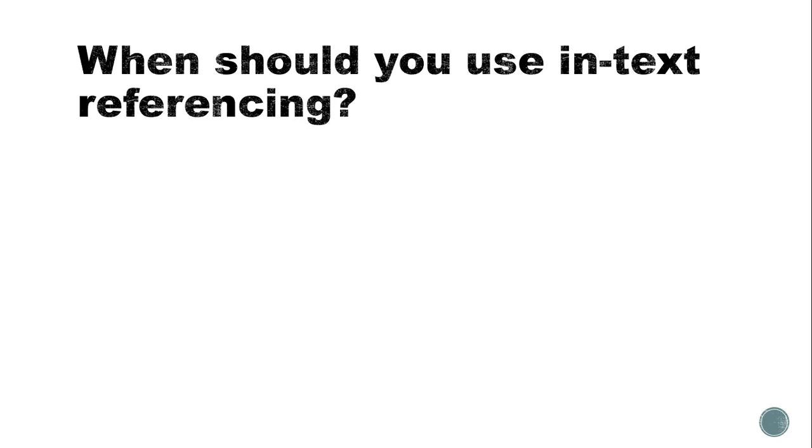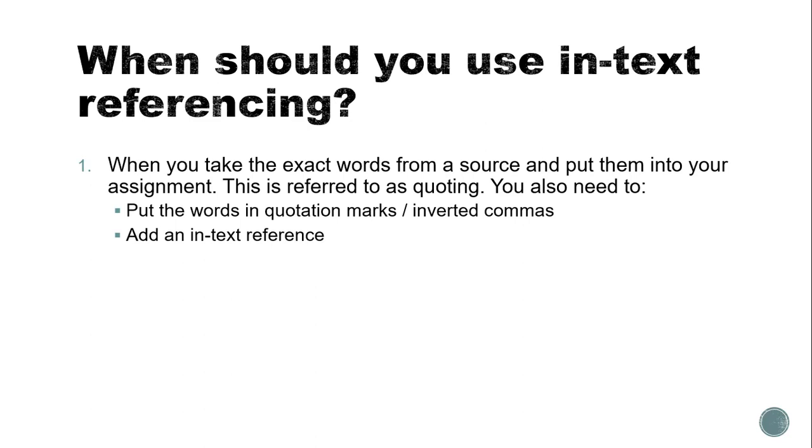So when should you use in-text referencing? There are two specific cases. Firstly, when you use the exact words from a source and put them into your assignment. This is referred to as quoting. When you quote, you also need to put the words into quotation marks or inverted commas, and you need to add an in-text reference. You also need to make sure that the words you use are exactly the same as the source that you're taking them from.